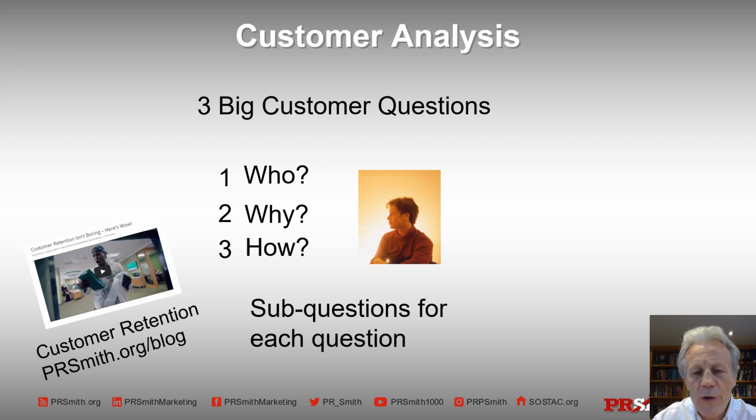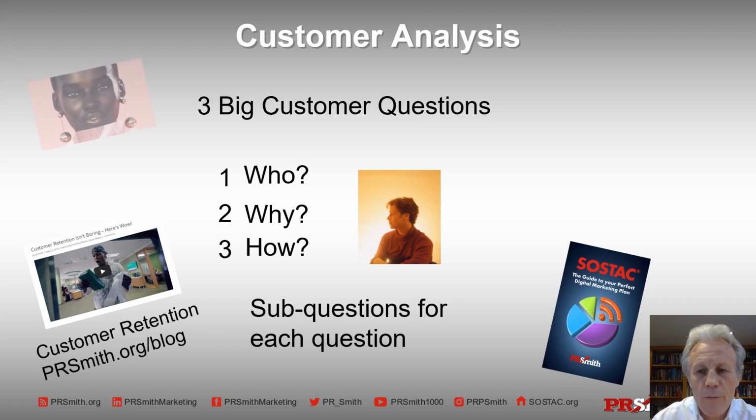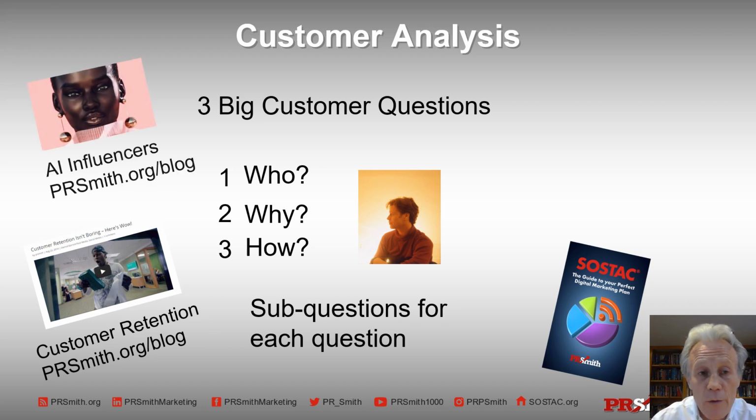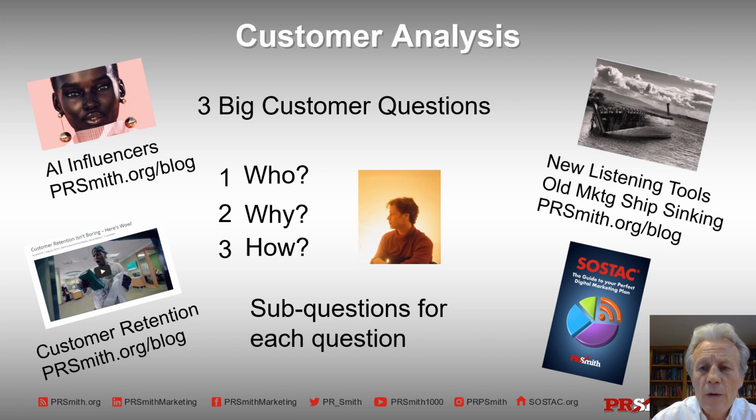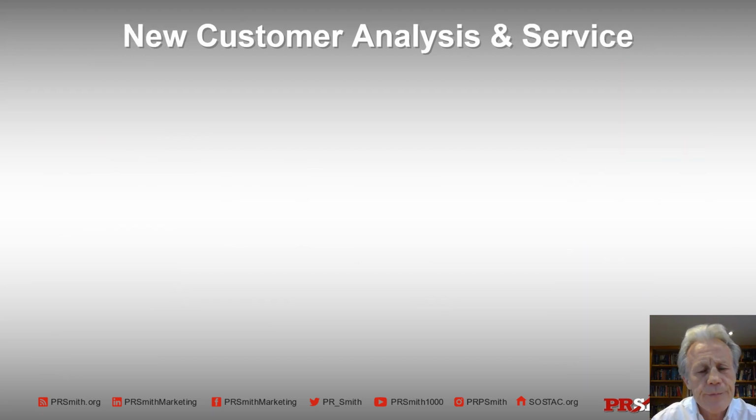Now, for each of these 3 questions, there's probably another 10 sub-questions for each question, and we explore them all in the book, but also on the blog, questions like a subset of how do influencers affect customers' buying process, and we even include artificial influencers on the blog. Also, we open up some new listening tools. So the old marketing ship is sinking. Shouting doesn't work. So we've got to listen and react and respond with relevant information, and we explore how you do that during the program.